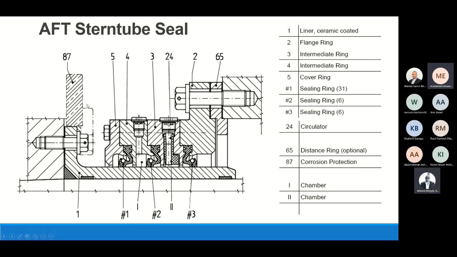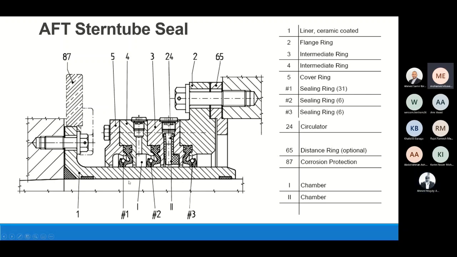This 87 is the zinc anode. It is normally connected to this to protect the housing of the seal and protect the liner from corrosion. So 87 is the corrosion protection, which is nothing but a zinc anode. Okay, and number one is the liner. There are different types. There is a chrome liner, which is chrome plated, and there is a ceramic type. It depends on the type of the seal and plenty of things. But at the end, the liner is just to protect the shaft from getting damaged by the seals.